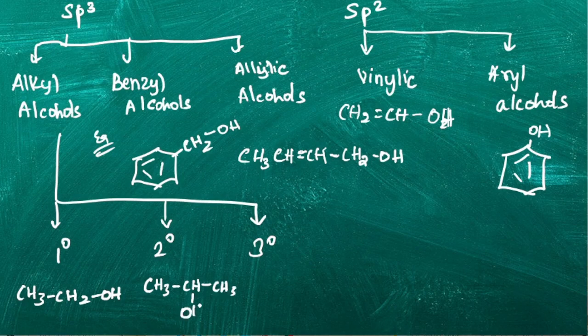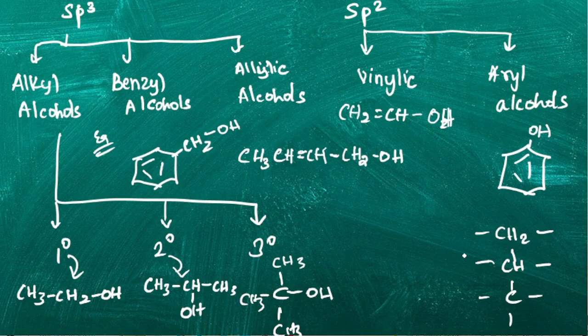This is primary alcohol. Tertiary alcohol: now on all three sides some bond, CH3, CH3, CH3 attached. And if OH is attached over here, this is an example for tertiary alcohol. See, CH2 is primary, CH is secondary, and C is tertiary. C is tertiary. Clear? Okay. Now, this is your classification of alcohols and phenols.